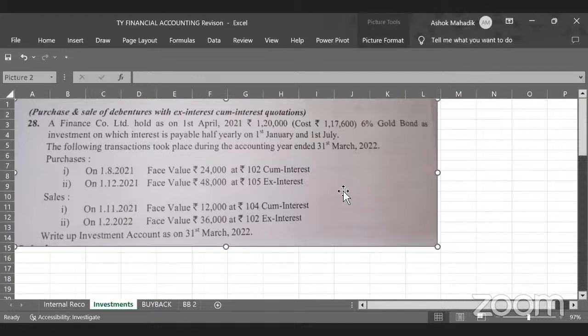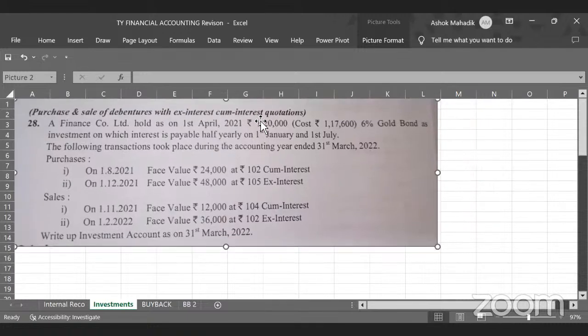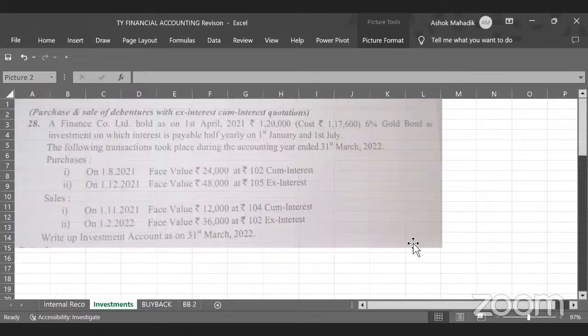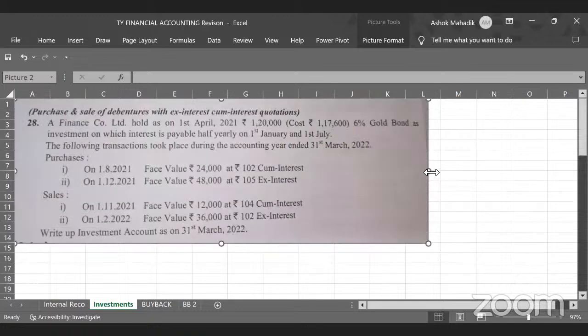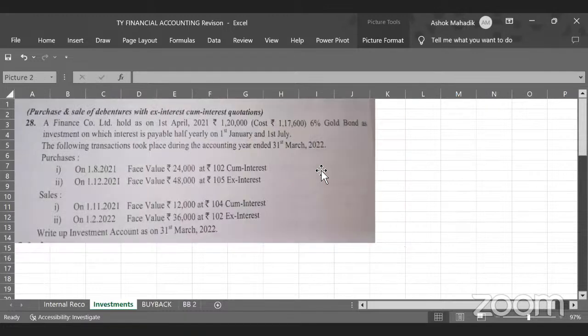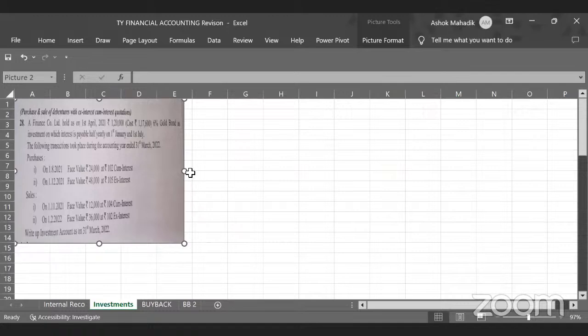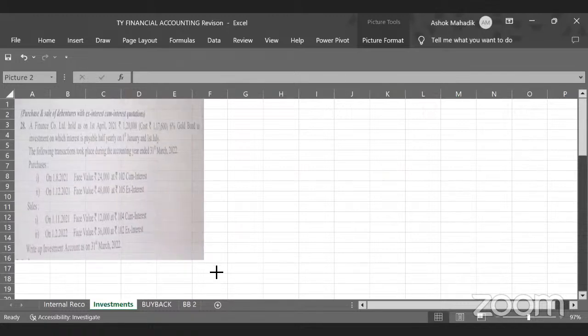Give me a minute. I'll be solving two sums, one on debenture and second one on shares, in which right shares, bonus shares will be there. So two sums I'll be solving. I'll just copy the format of journal entries. Give me a minute. Okay. Let me copy the format of journal entries.